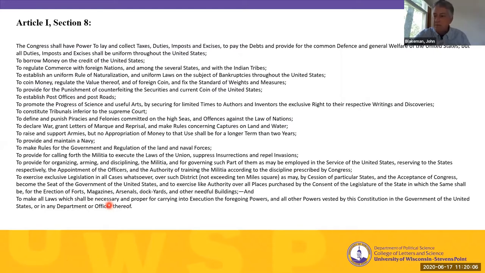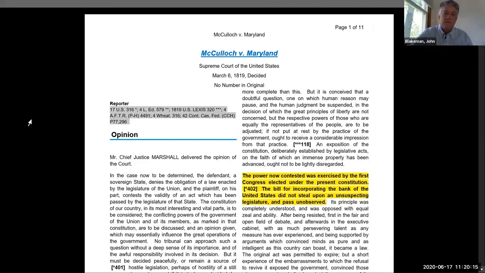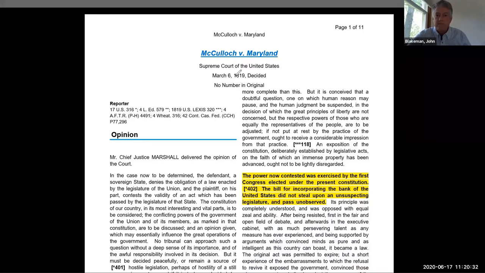Okay? So let me switch to the case real quick and we'll get underway. So here's the case, McCulloch versus Maryland. I'll start at the top for you. And, you know, like Marbury versus Madison, it's complex and it's a little hard to read, no question about that. But if we pay attention to the highlighted sections, that might help us quite a bit, hopefully. So let's start at the beginning here.